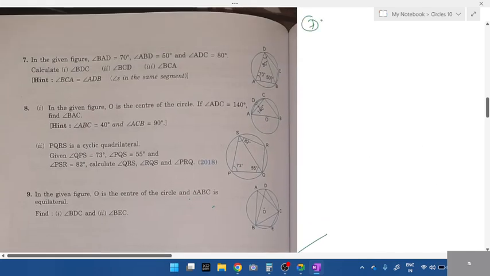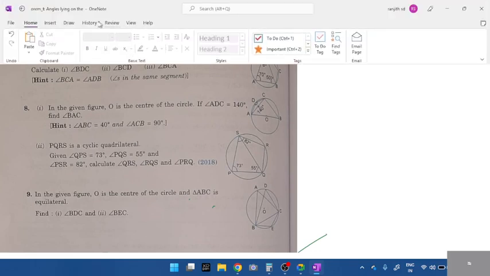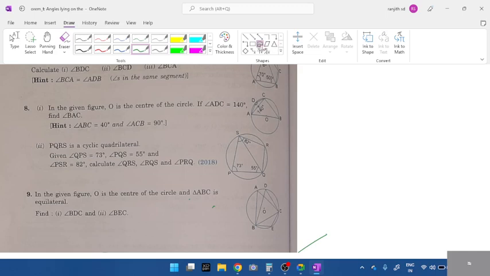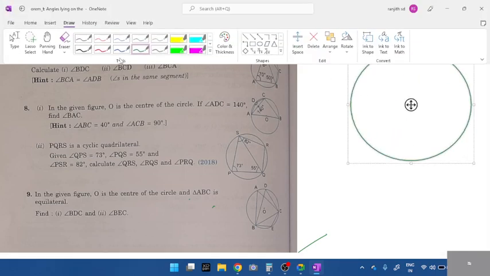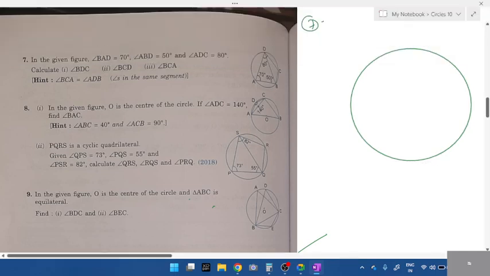Okay. Copy the seventh one, students. Don't write the question numbers, because we are shuffling the questions and solving. Copy the question. Copy this in the given figure. Write all this.